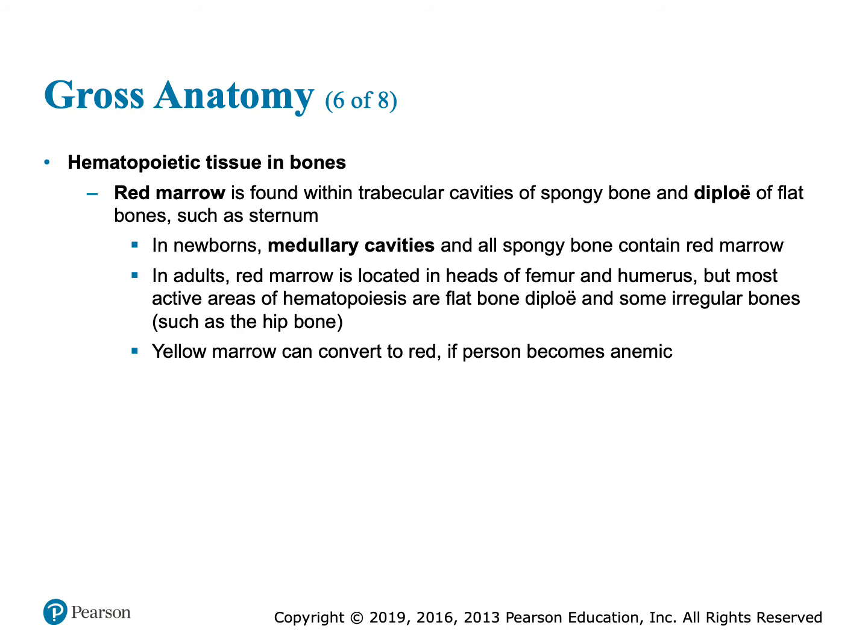Now, let's say, and you'd have to be pretty severe here. Okay, we're adults. I'm telling you, we have these tunnels. These tunnels are filled with yellow marrow. If you are severely anemic, that yellow marrow can convert back to red to help you make more red bone marrow. It had to be significant.